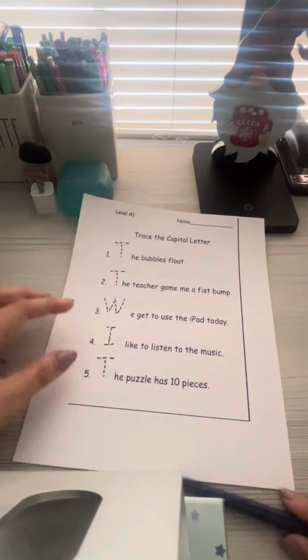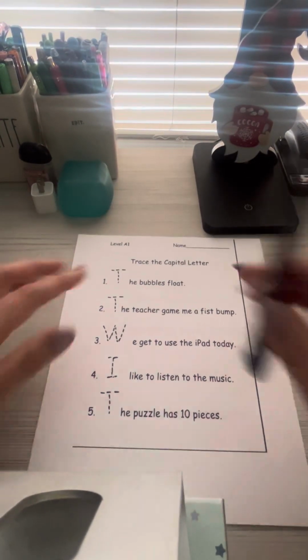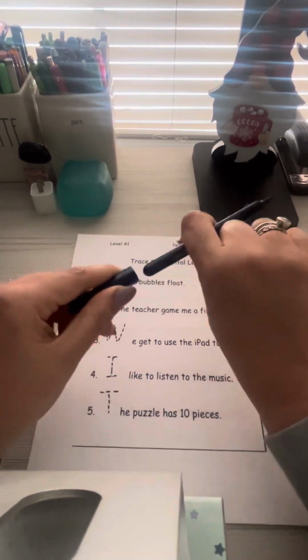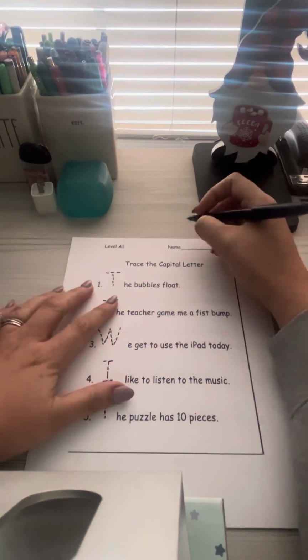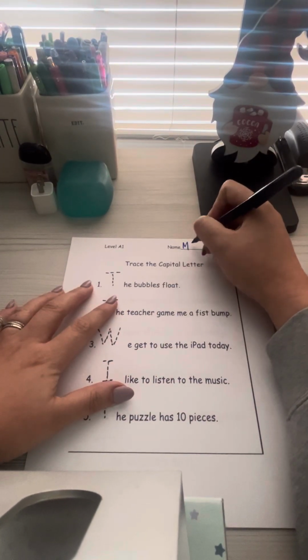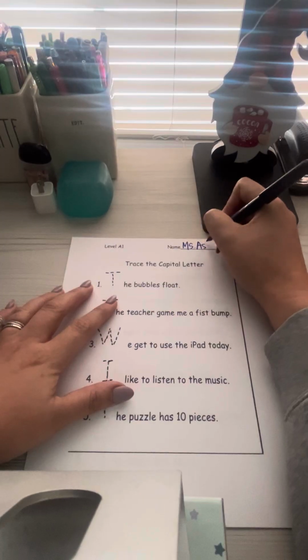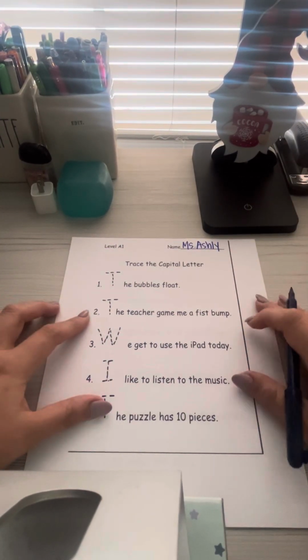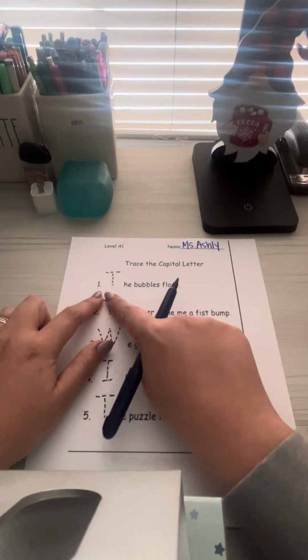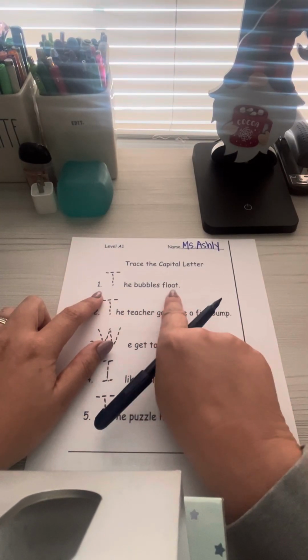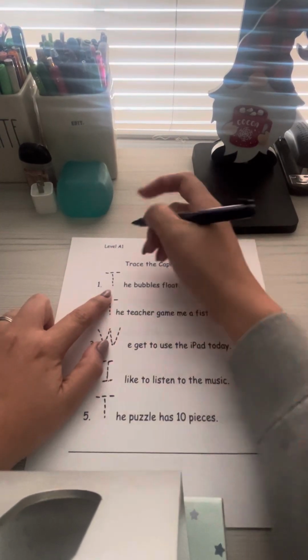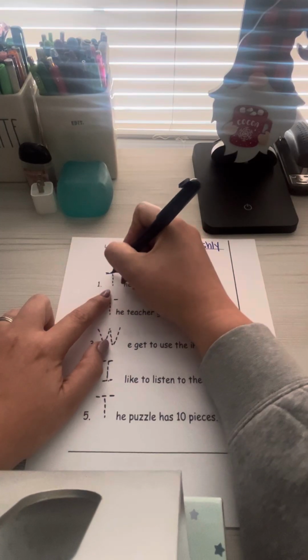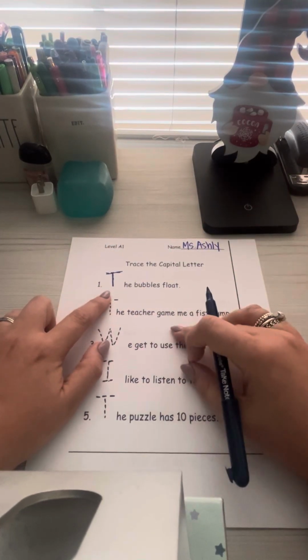This is our first paper, which is tracing the capital letters. So of course we know we need to put our name on our paper, either by ourselves or with our parents' help. Miss Ashley. All right, so it says trace the capital letters. So number one says, the bubbles float. So we're gonna trace that first letter, letter T, capital letter T.